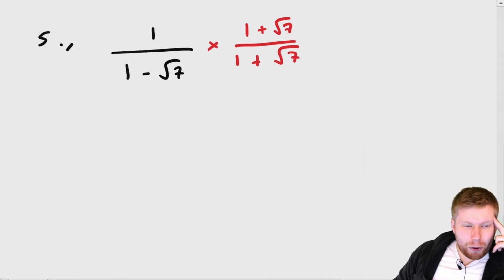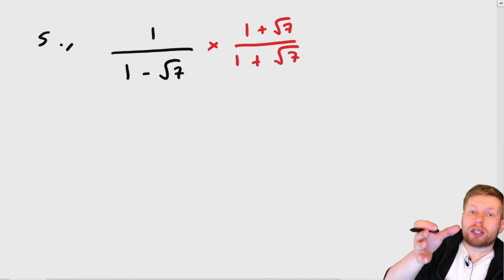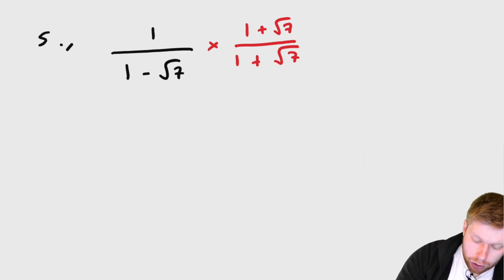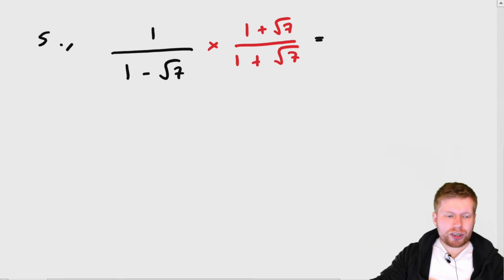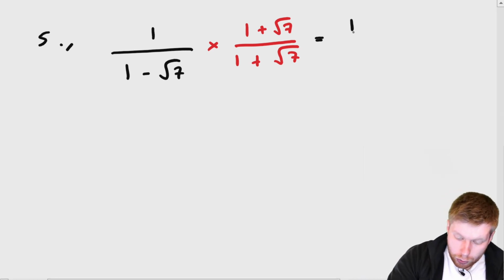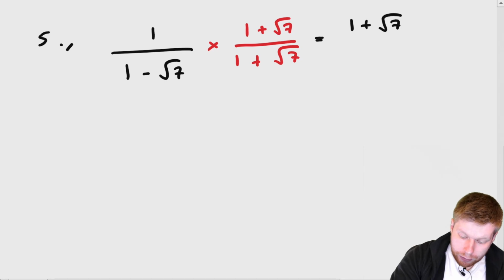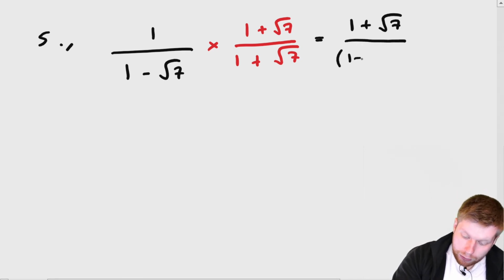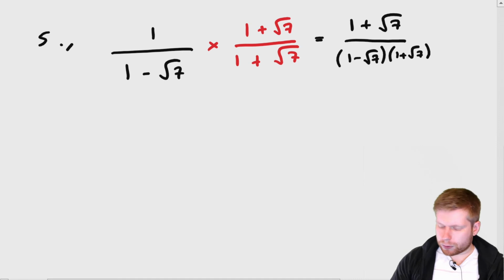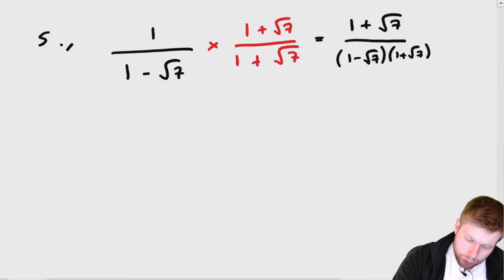Now if you're looking at that and going, what on earth are you doing? Trust me, just follow it out and I'll show you why this works. Okay, so if I multiply on the numerator, 1 times by 1 plus root 7, well 1 times anything is just itself. So on the numerator I get 1 plus root 7. Then the denominator, we'll have a look. Let's write it out longhand first of all. 1 minus root 7 times by 1 plus root 7. Let's have a look at that. Okay, so if we expand that out, what do we get?